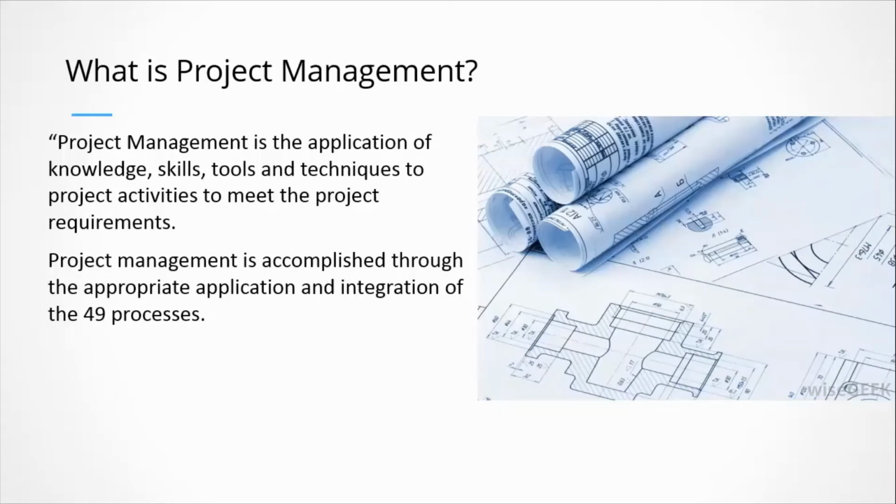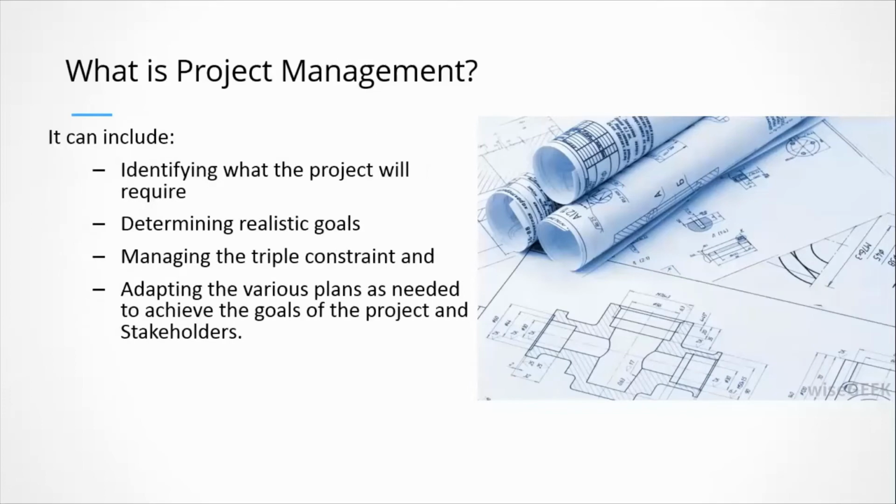So project management involves the application of knowledge, skills, tools, and techniques to project-related activities to meet certain project requirements. There are certain things that are required for you to actualize in a project. So project management is accomplished through the appropriate application and integration of the required 49 processes, if you are aligning with a waterfall methodology. The processes are captured in such a way that they are grouped into 5 groups. Now, what is project management again?